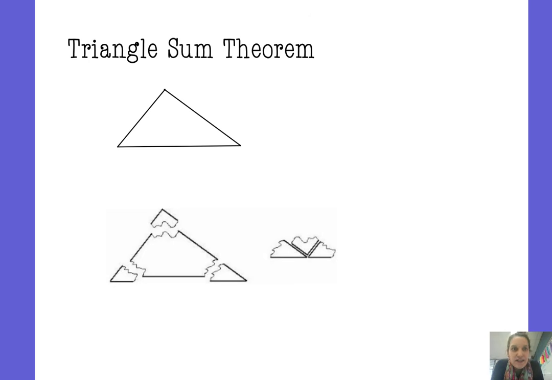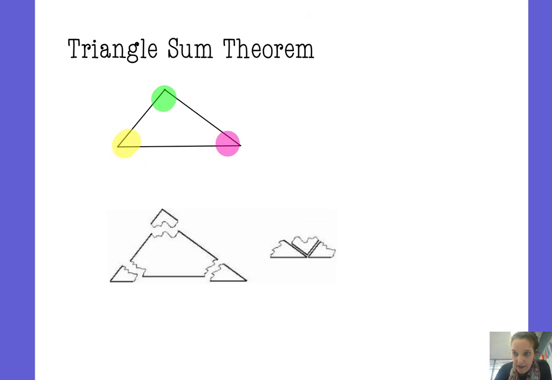The next thing we're going to learn about is called the triangle sum theorem. So let's say we have this triangle. It has 3 angles. Here's an angle, here's an angle, here's an angle. So maybe we'll color them. It has 3 angles.